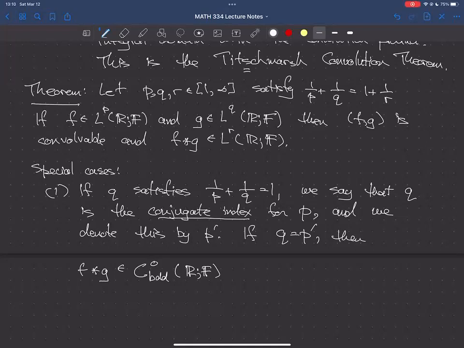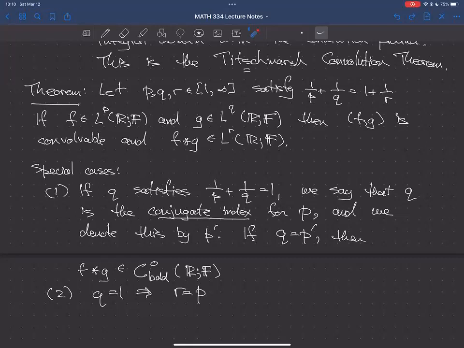So that's one special case. And another special case is when Q is equal to 1. Let's take a look at the formula here. Q is equal to 1, and so this is going to cancel with that, and so P must be equal to R. So this means that if you take the convolution between something in LP and something in L1, the result will be in LP.